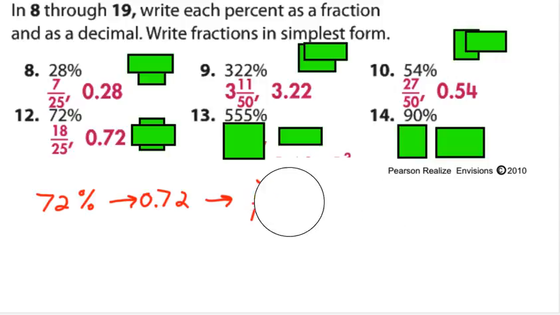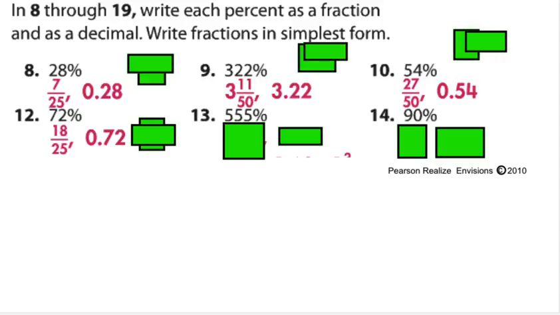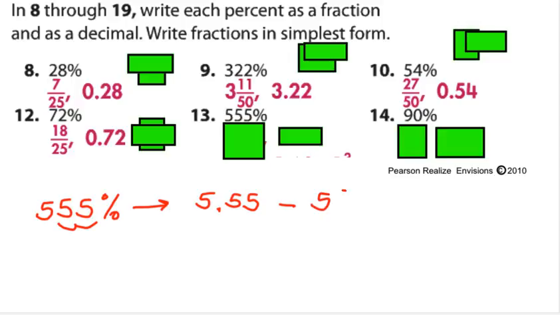All right, problem number 13 is another big problem, more than 100%, and the percent we're working with is 555%, which sometimes sounds kind of weird, but all we have to do is remember that we're going to write it as a decimal. Our decimal comes over 2 places to the left, so it would be 5 and 55 hundredths. And if we were to write that as a mixed number, we get 5 and 55 hundredths.